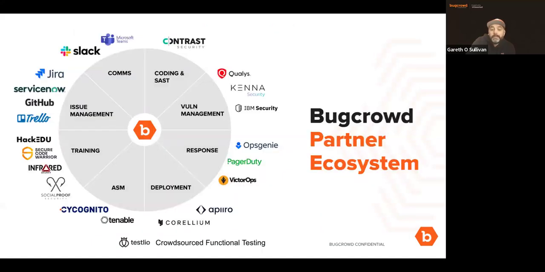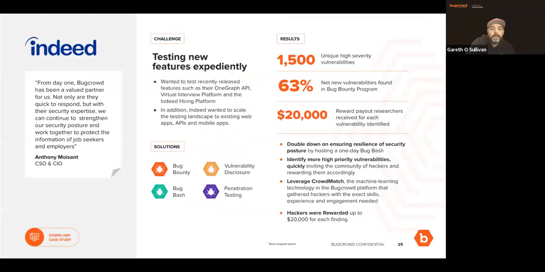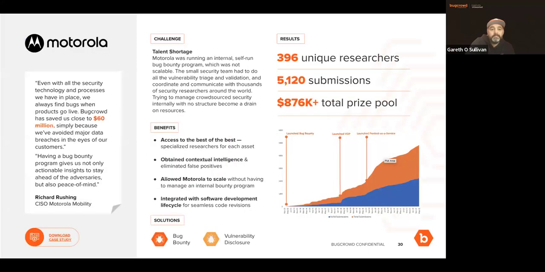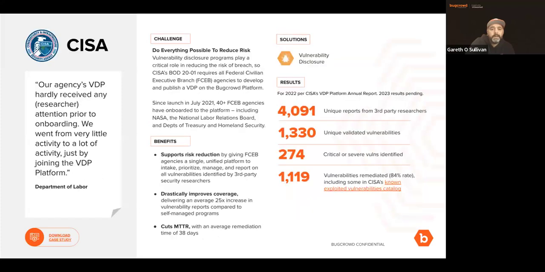We have a big partner ecosystem. This is pretty much focused on vendors that we work with and have integrations with. So we've got integrations with Jira, Qualys, Teams, Slack. All of these are designed to help organizations work with our platform more easily and in a more sensible way. And then we've got a few customer journeys described here.